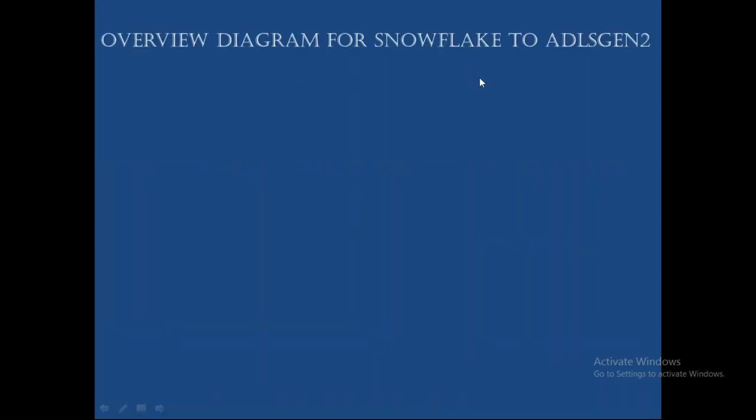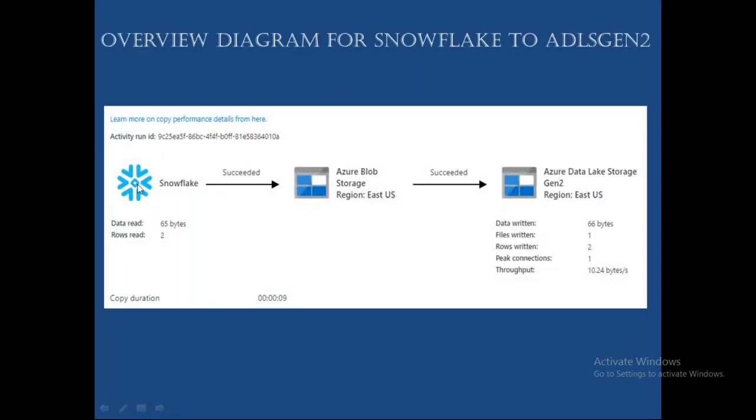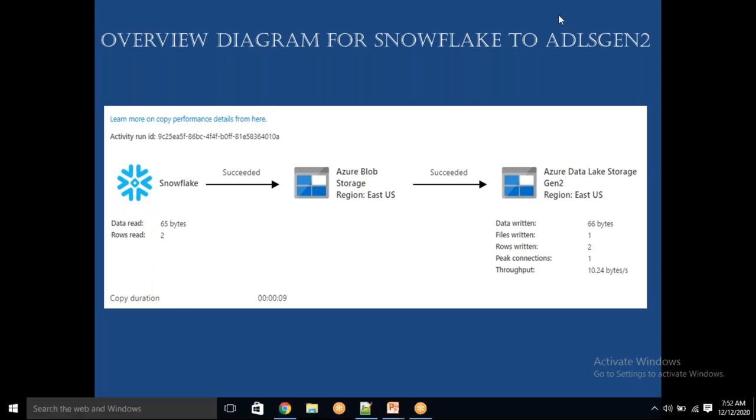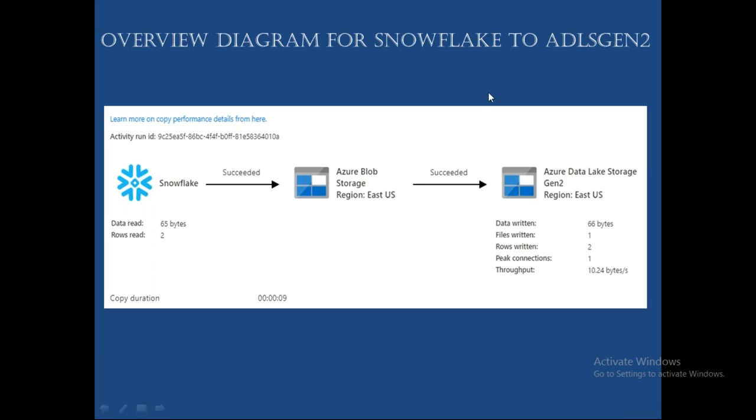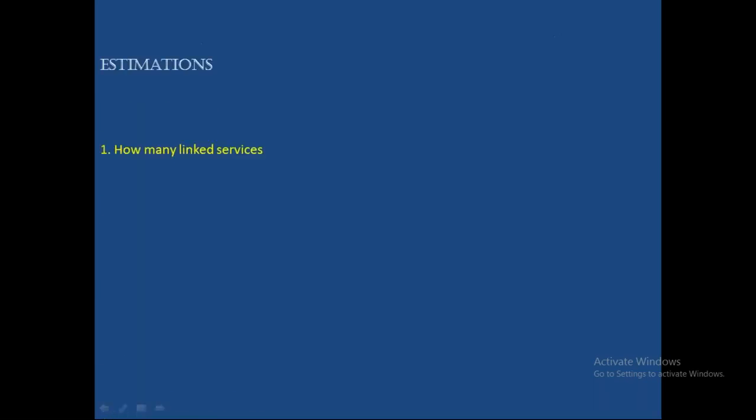Next, overview diagram for Snowflake to ADLS Gen2. See, you have a Snowflake here. You have Blob storage, data lake storage Gen2. Copy data from Snowflake to the Blob storage. Then from Blob storage, you need to copy into the data lake storage Gen2. Okay, understood. From Snowflake to Blob, Blob to ADLS Gen2. You cannot copy data directly from Snowflake to ADLS Gen2, friends. Okay, fine. This is how pipeline execution will look like.